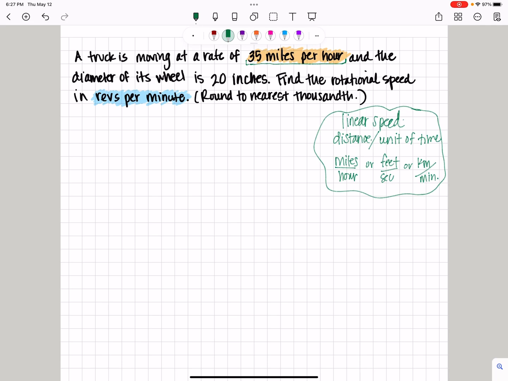40 miles per hour. How far did you walk? I walked a mile in 18 minutes and 20 seconds. Okay, then we have our rotational speed.